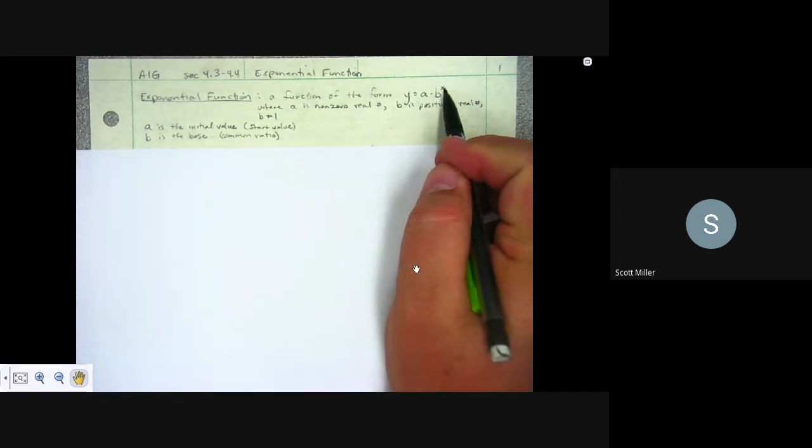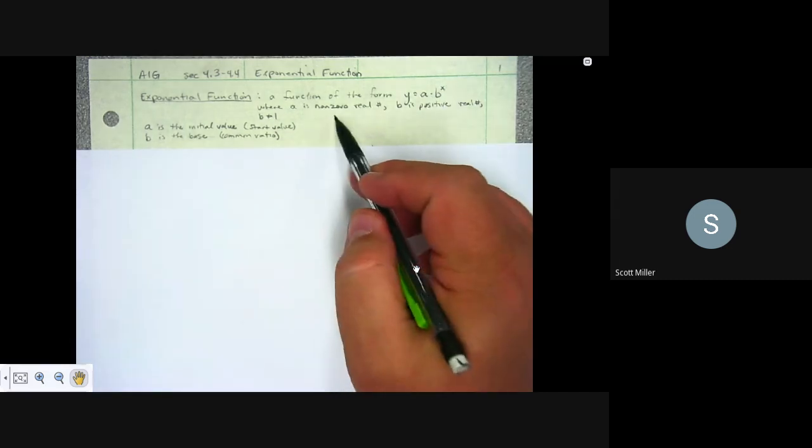So we looked at geometric sequences, which kind of act like an exponential function. They have a lot of the same characteristics and things like that. And so now we're going to look at the exponential function itself. So an exponential function is a function of the form y equals a times b to the x, where a is a non-zero real number and b is a positive real number, and b cannot equal 1. So we're going to be using this equation format for many real-world problems.